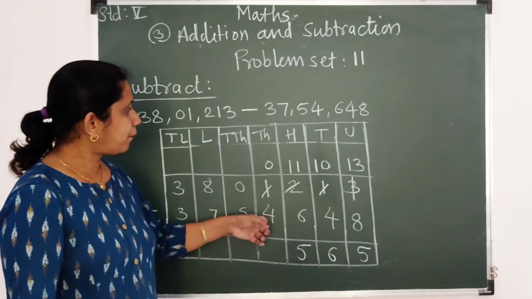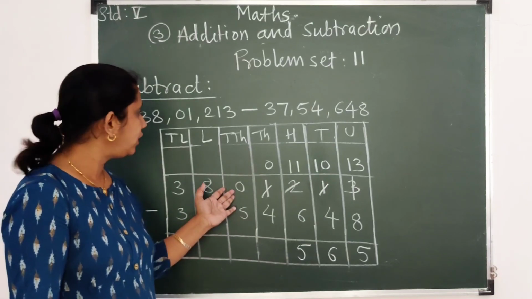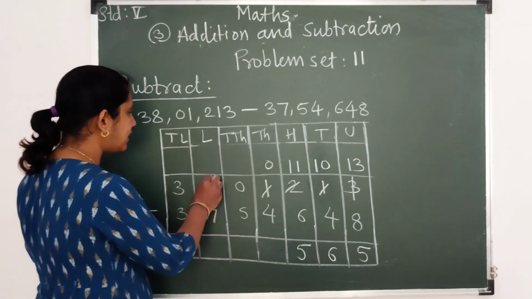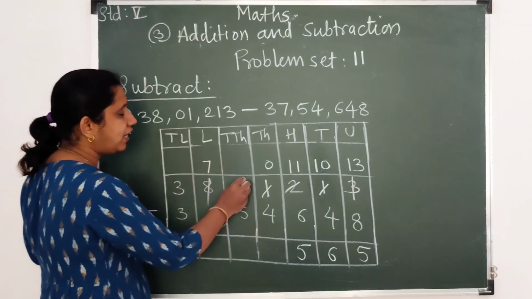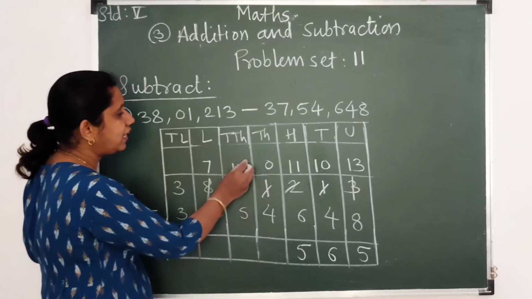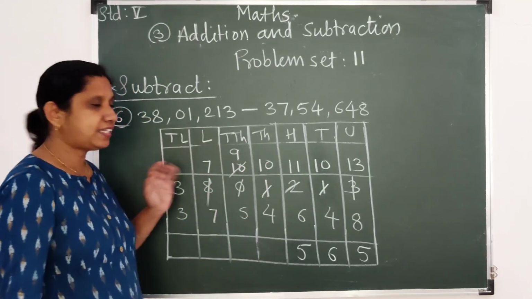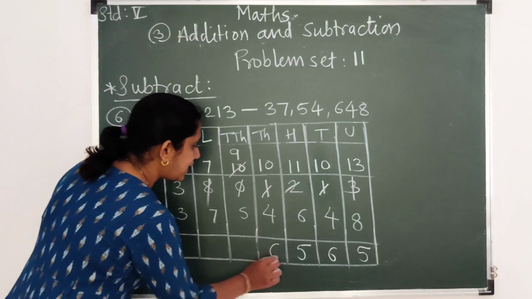We cannot subtract 4 from 0. Go to 10,000s place. Here is also 0. Go to the lakhs place. Cancel this. 8 will remain 7. 10,000s place it becomes 10. But we have to borrow here. Cancel this. 10 will remain 9. And this number becomes 10. 10 minus 4. Yes, 6.